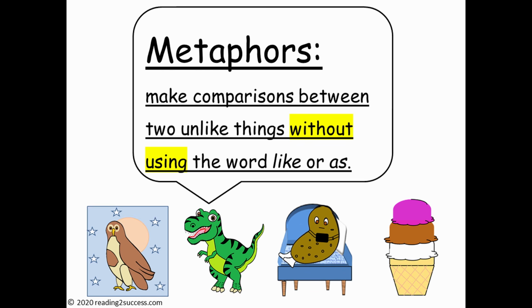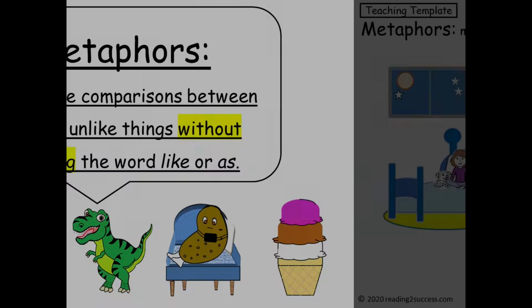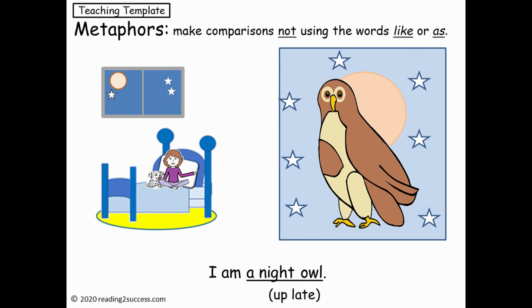Now introduce kids to the second type of figurative language, metaphors. Begin by reading the definition to them or with them. In this example, a comparison is made between I, referring to the girl, and a night owl, meaning they both stay up late at night.